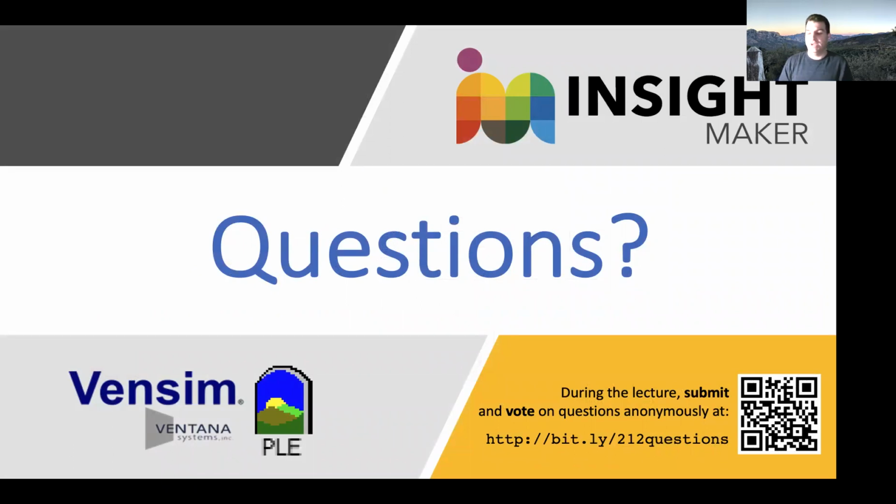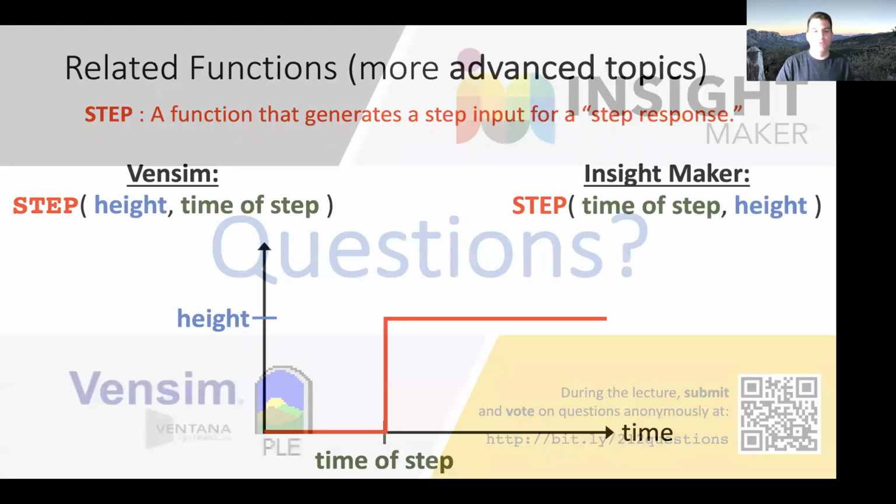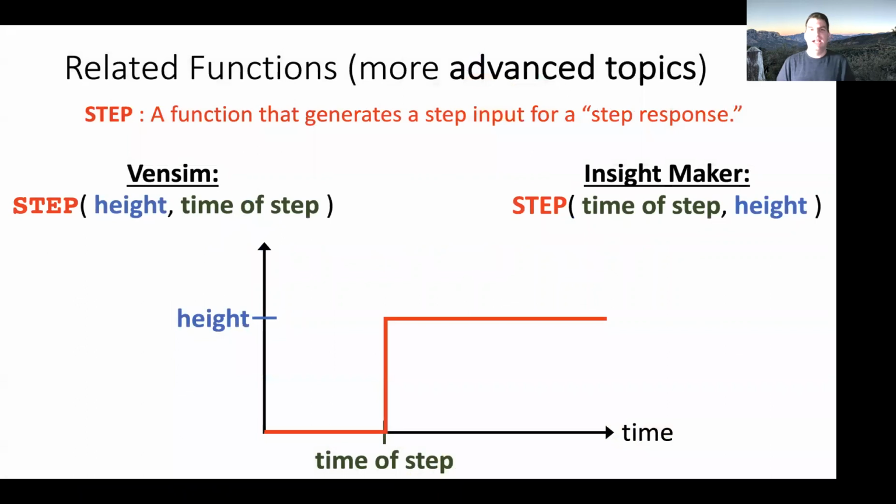All right. So again, if you have any questions about that, you can feel free to ask them there. All right, now I just want to cover the last couple of slides here, just point out a couple of more advanced topics. So I've mentioned step responses. They're super important to system dynamics modeling, and there are functions in Vensim and Insight Maker that generate steps. Instead of pulses, they generate just a step at a particular time. And in both Vensim and Insight Maker, they have a very similar syntax, but unfortunately the position of the arguments changes.